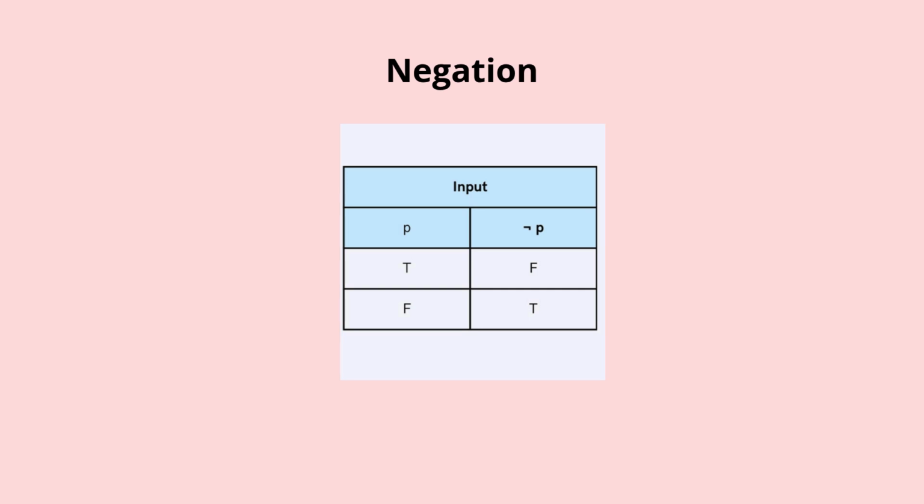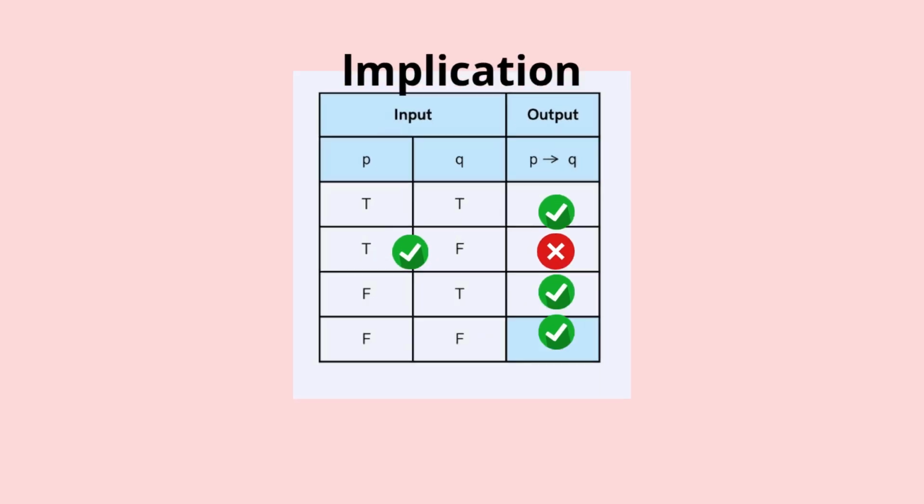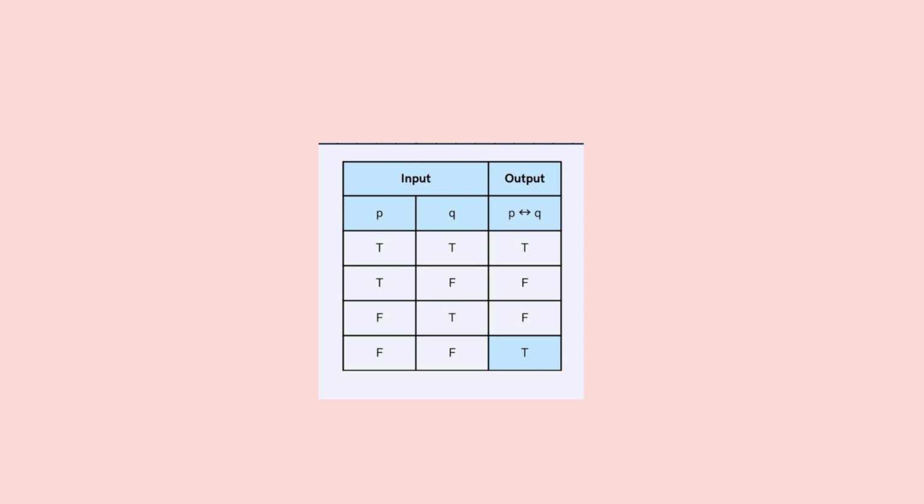And implication is false only if P is true, but Q is false. Otherwise, the result is always true. And a biconditional is true if both statements are equally either true or both false.